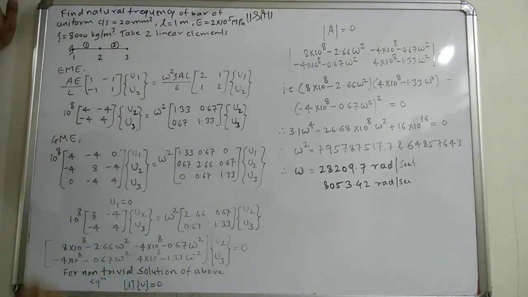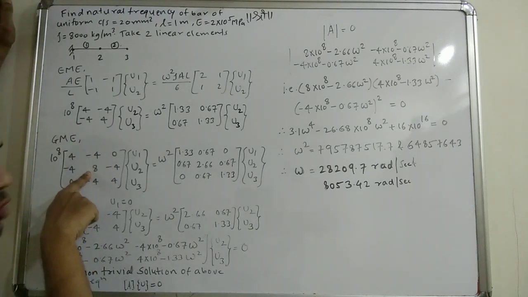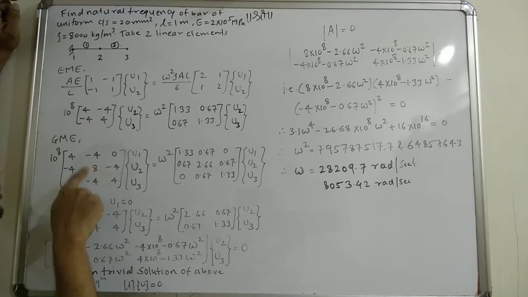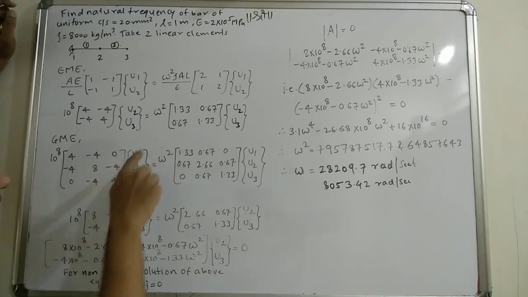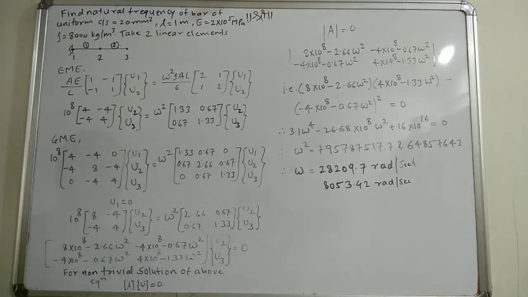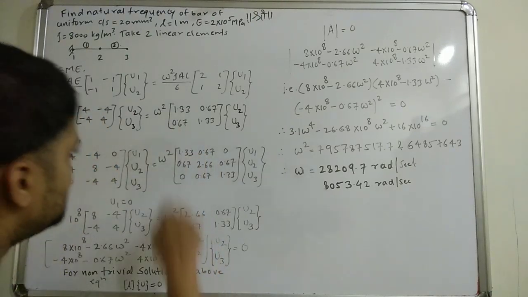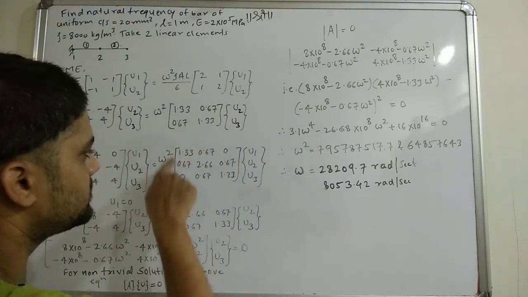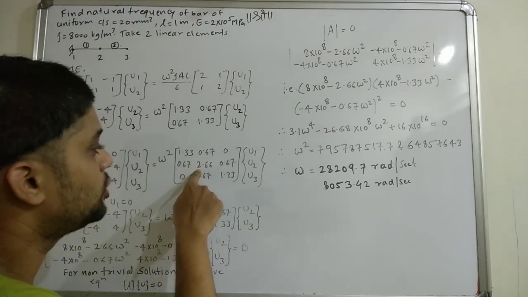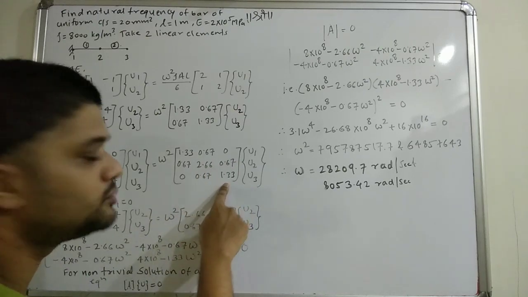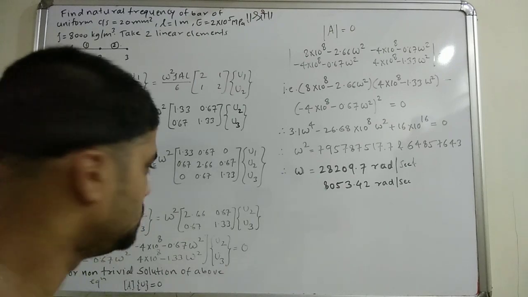So 10 raised to 8 stays outside. 4, minus 4, minus 4. Then here 4 plus 4 will come. So again minus 4, minus 4, 4, and these two places will remain as 0. I have U1, U2, U3 as the displacement vector matrix, equal to omega square, the common factor, staying outside. Inside the matrix 1.33, 0.67, 0.67, 1.33 plus 1.33, so that makes 2.66. Again 0.67, 0.67, 1.33, multiplied by U1, U2, U3.